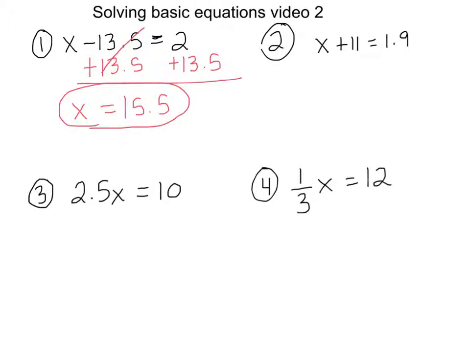In the second problem, we have x and 11 on the same side of the equal sign. So our goal is to get this 11 on the right side of the equation. So we have to ask what the opposite of adding 11 is. The opposite of adding 11 would be to subtract 11 on both sides. So I'm going to subtract 11 on the left, and I'm going to subtract 11 on the right. Now the 11's cancel, and so you have x equals 1.9 minus 11. 1.9 minus 11 looks to be negative 9.1.